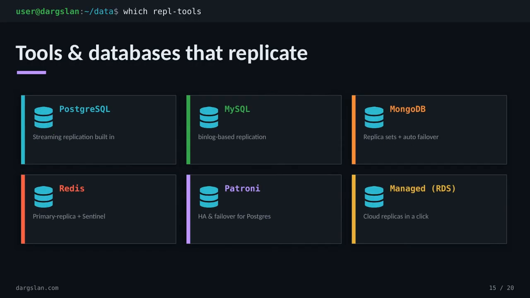So, who actually does this in the real world? Postgres and MySQL both ship with native replication. Streaming on one side, binlog based on the other. MongoDB gives you replica sets with automatic failover built in, and Redis pairs primary replica with Sentinel to handle promotion. If you want hands-off Postgres HA, Patroni is the go-to orchestrator, or skip the wiring entirely and let a managed service like RDS spin up replicas with a click.